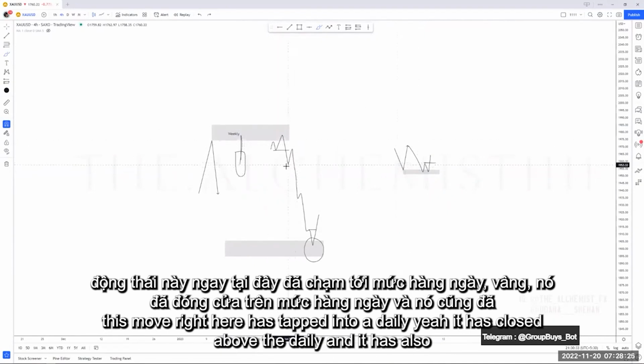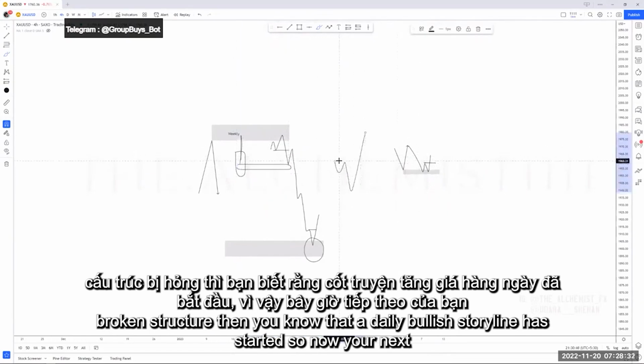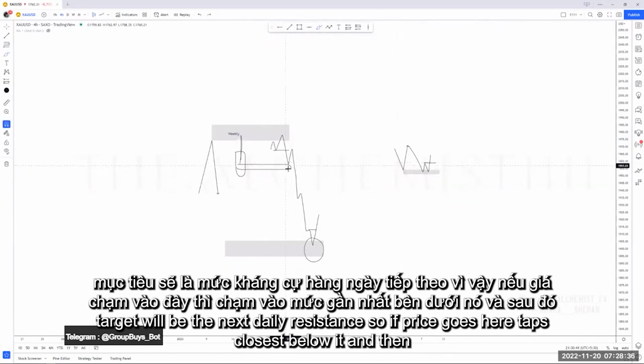So let's say this move right here has tapped into a daily. It has closed above the daily, and it has also broken structure. Then you know that a daily bullish storyline has started. So now your next target will be the next daily resistance.